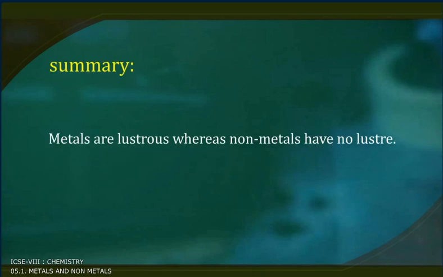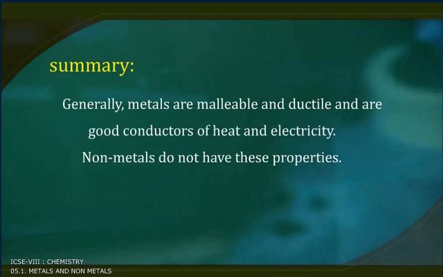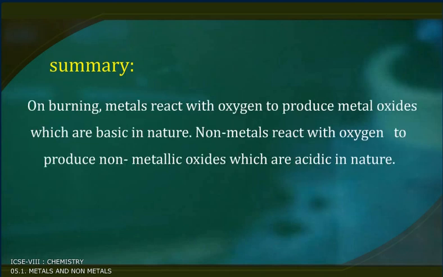Summary. Metals are lustrous whereas non-metals have no luster. Generally, metals are malleable and ductile and are good conductors of heat and electricity. Non-metals do not have these properties. On burning, metals react with oxygen to produce metal oxides which are basic in nature. Non-metals react with oxygen to produce non-metallic oxides which are acidic in nature.